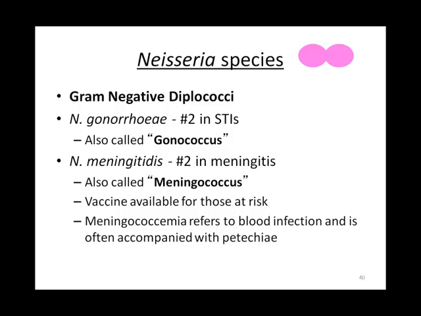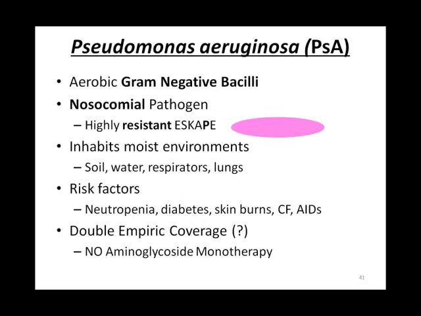What's interesting is if somebody does get this Neisseria meningitidis in its bloodstream, we refer to that as meningococcemia, and it's often very clear by the presentation of the patient. They will have petechiae, these purple spots on their skin, very indicative of meningococcemia, and then often accompanies meningitis.